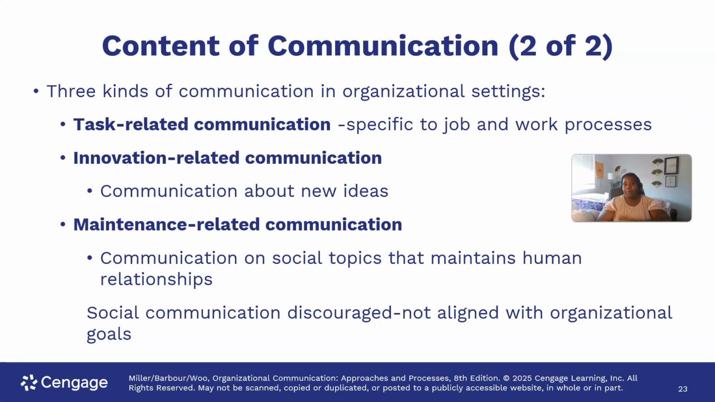So we have the three kinds of communication that are paramount in these settings. So, for example, task-related communication. So the communication between employees, supervisors, just based on job and work processes. Then we have innovation-related communication. So if you have a new idea, we put that in the forefront. But of course, these innovations are for the betterment of the company. And then maintenance-related communication. So the communication on social topics that maintain some relationships.